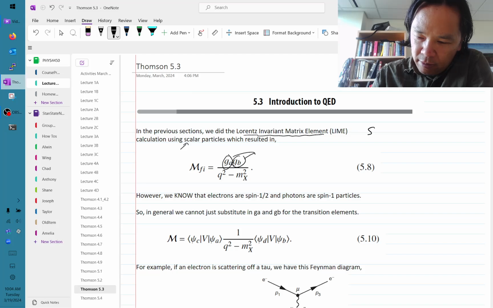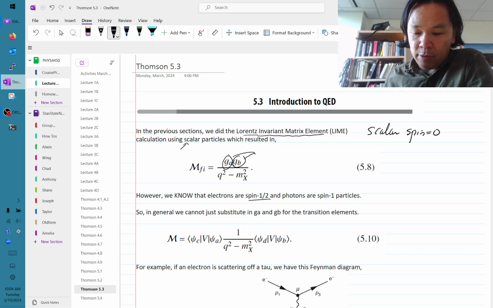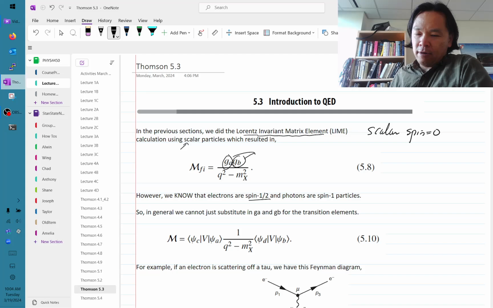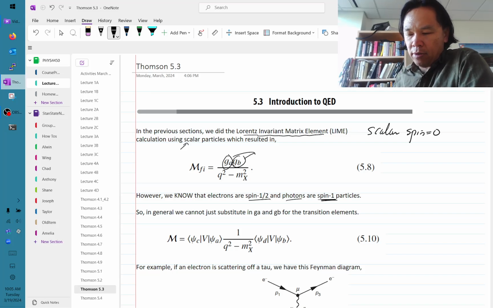Just to clarify, scalar particles mean it's spin zero. There's no spin in that particular particle. For electrons, we know it's spin 1/2. Actually, if we're following the Dirac Hamiltonian, it has to be spin 1/2, otherwise there'll just be an unoccupied state that doesn't make any sense. And photons, in case this is something that may have been skipped in your electricity and magnetism class, are actually spin 1 particles. It's an integer spin of 1.